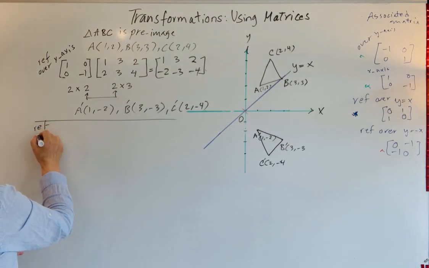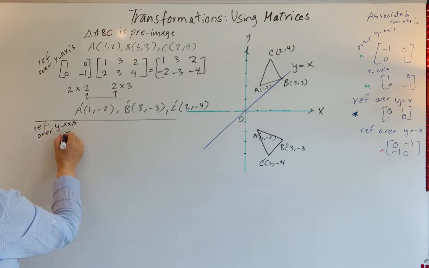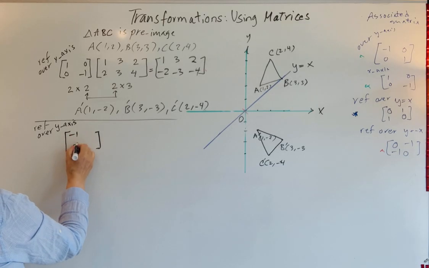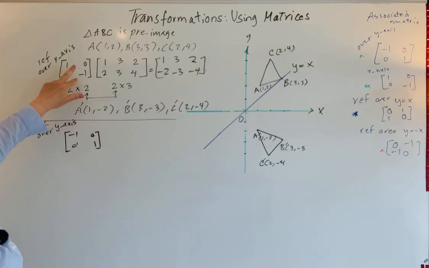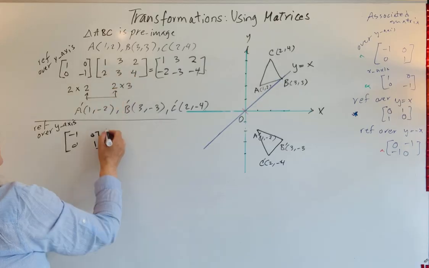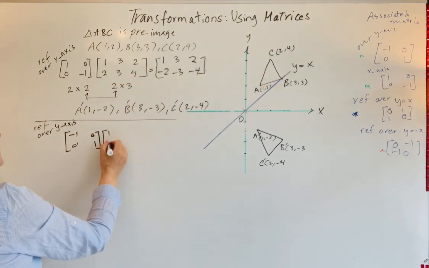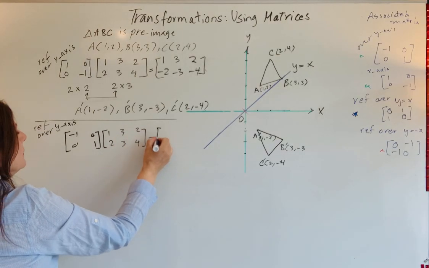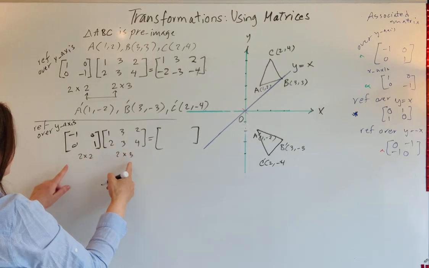Reflection over the y-axis. This is the matrix: negative 1, 0, 0, 1. In the previous one we wanted to change the y; here we want to change the x's. Okay, we use this one. A, B, C is here: 1, 2, 3, 3, 2, 4. The result is 2 by 2 times 2 by 3 gets 2 by 3.